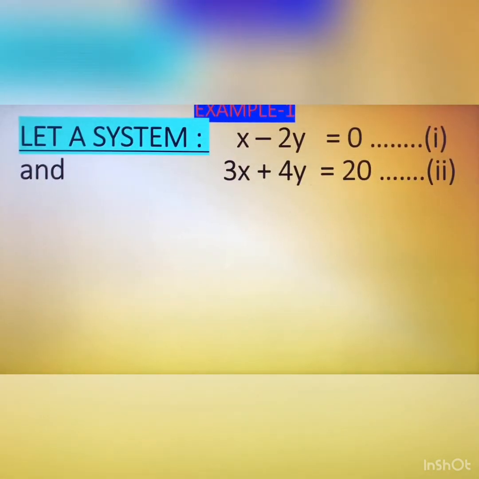Next, we will clear the doubts one by one. So let us take example number 1. Let a system be x minus 2y equal to 0.